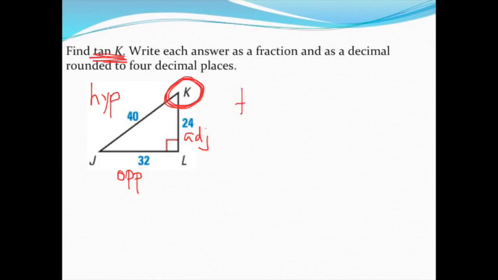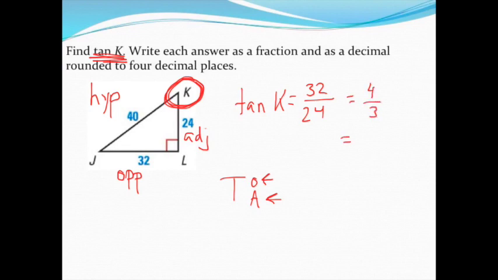So I'm asked to find tangent of k. Look back at SOHCAHTOA, or have it memorized. The tangent, the TOA part of SOHCAHTOA, tells me I need to find the opposite side and divide that by the adjacent side. So we've labeled the opposite side as 32. We've labeled the adjacent side as 24. Always simplify your fractions. 32 over 24 simplifies to 4/3. And yes, you must simplify.